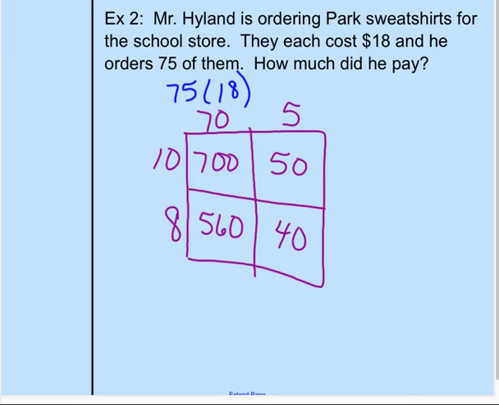So adding my numbers together using place value, I've got 700 plus 500 is 1200. Looking at my tens digits, I've got 50 plus 60 is 110, plus 40 is 150. I don't even need the ones place because we don't have any digits there. That's 150. So then we get 1200 plus 150 is 1350. And make sure you label your answer when it's a word problem. He paid $1,350 for these sweatshirts.